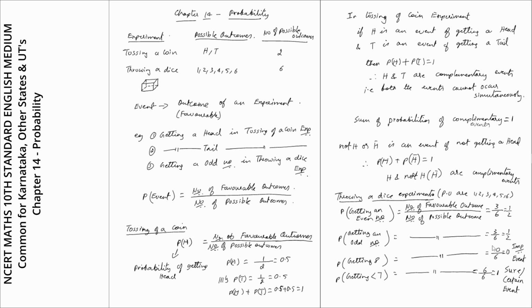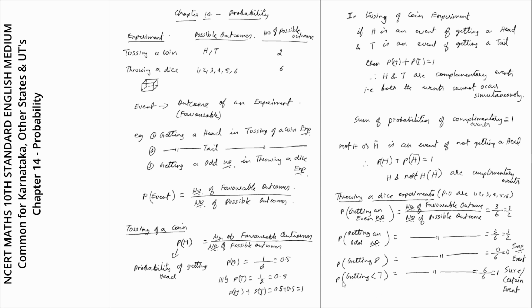Similarly, what is the probability of getting an odd number in this experiment? Going by the standard definition, it is the number of favorable outcomes by the number of possible outcomes. The number of possible outcomes is 6 only. How many odd numbers are there? 1, 3 and 5. Totally there are 3 odd numbers. So 3 divided by 6 gives 1 by 2. Therefore 1 by 2 is the probability of getting an odd number in a dice throwing experiment.